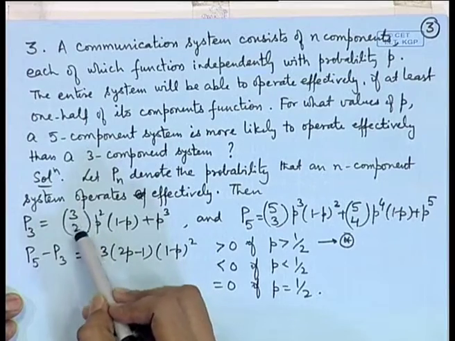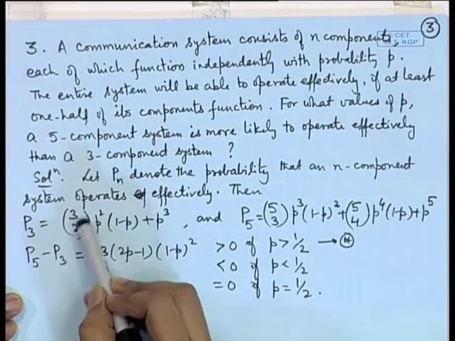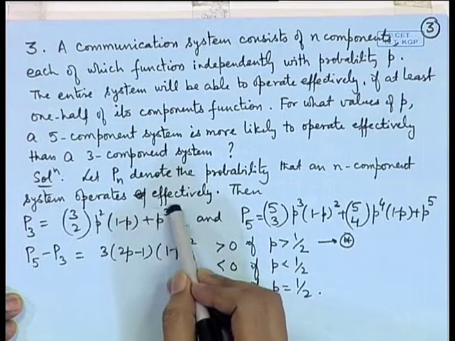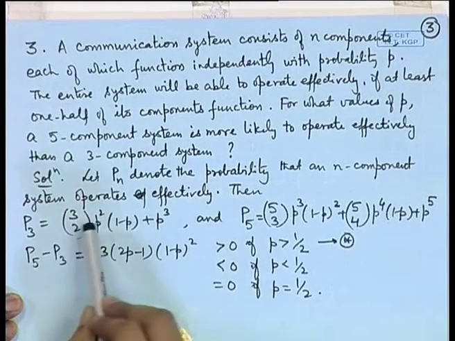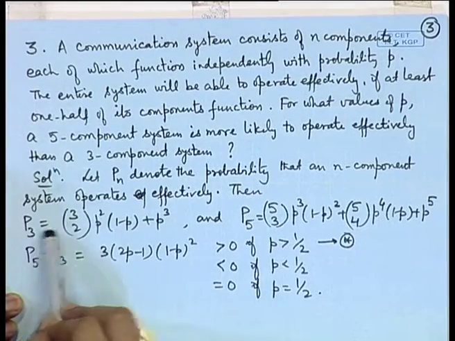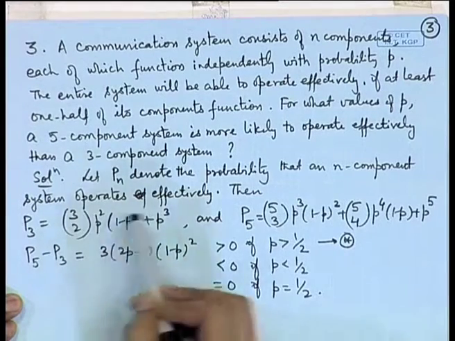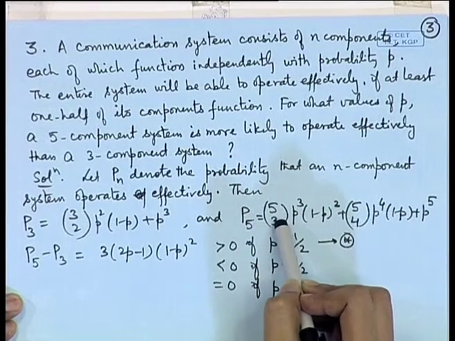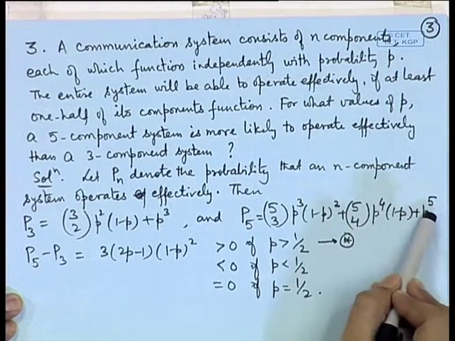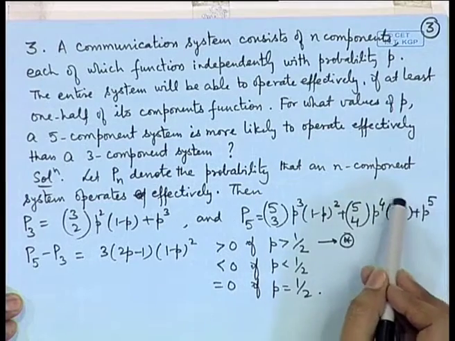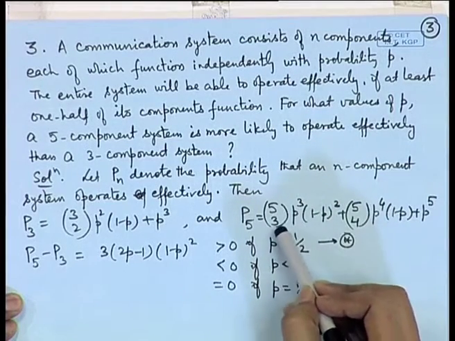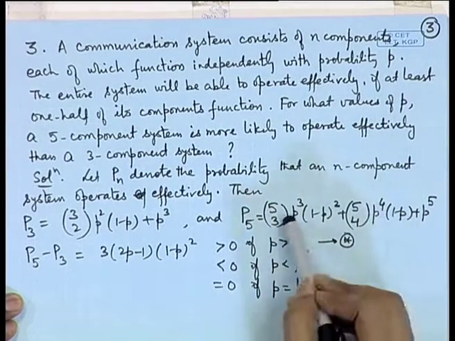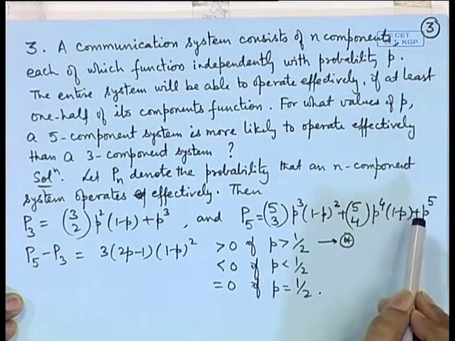So, out of 3, 2 are working. So, 3 C 2 p square (1 minus p), and all the 3 are working. So, p cube. So, the probability of P 3 is given by this. In a similar way, a 5 component system will be operating effectively if either 3 or 4 or all 5 components are working properly. So, the probabilities of them are given by these. So, we add up. So, P 5 is given by this.